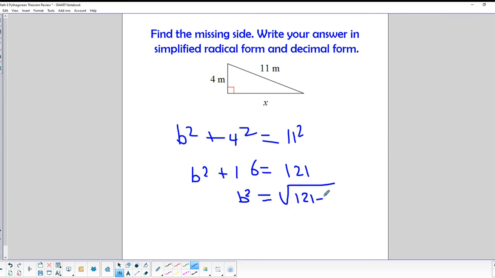Now to find the side b, we just do b equals the square root of 121 minus 16. So using our calculator once again, 121 subtract 16 equals 105. And we do the square root, we get 10.25. So b equals 10.25, and that's going to be in meters. All right, so there's our first couple we saw.